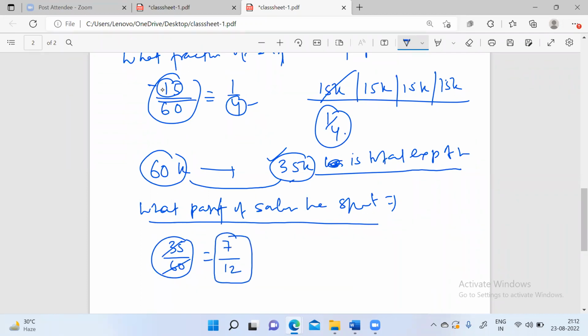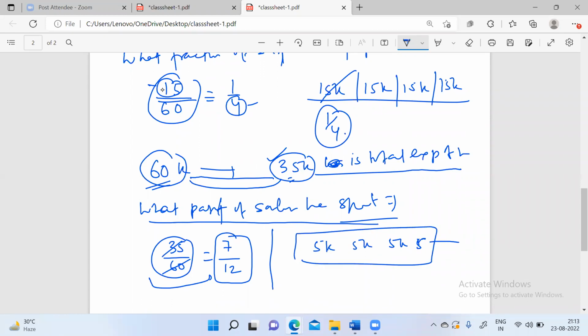Okay. Yes, sir. So this is the way to represent. And if you'll be a little pro with numbers, you'll see these two figures and visualize that the 60 has actually 12 5Ks and 35 has 7 5Ks. So out of 12 5Ks, 7 has been spent. So 7 by 12. So basically to represent a fraction, we use the minimum integers. Like it was 35 by 60 here and we divided it by 5. So it is 7 by 12 of the total salary that has been spent that month.